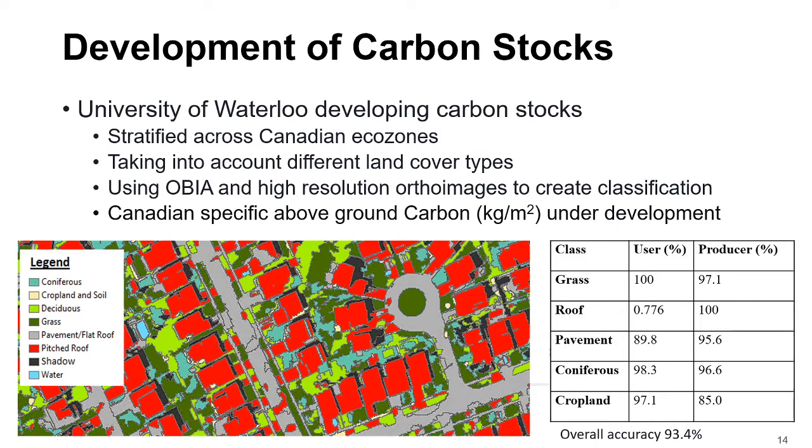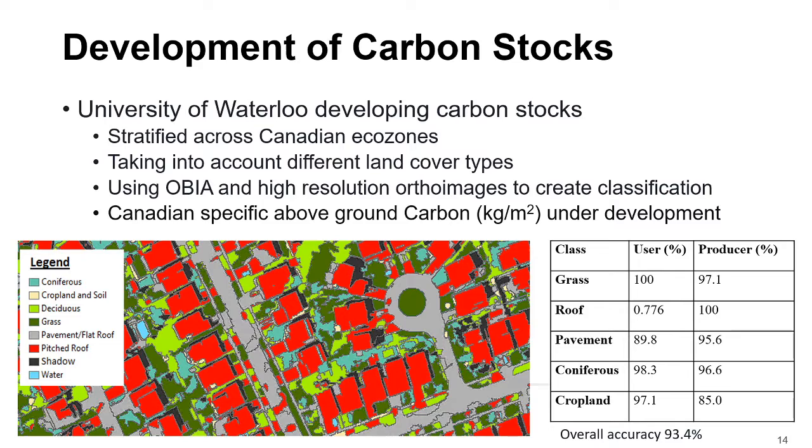So what I mean is, the bottom image is clearly a residential area, but we have gone through and we've really classified where the coniferous trees, deciduous trees, the grass, the pavement, the pitch roof, the water is, and then we'll have above ground values for each of these specific classes. And then once we have all those, we have a percentage of how much pitched roof or how much grass is in a residential area, and then we'll be able to find the above ground carbon for that specific one, and like I said, stratified across different ecozones.